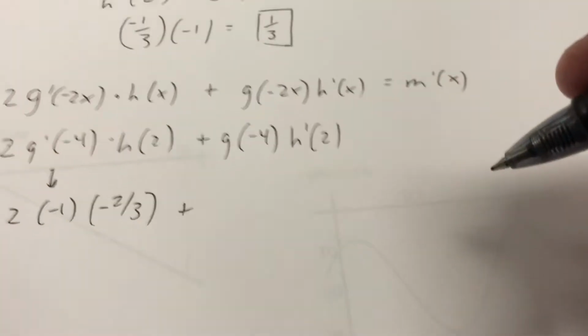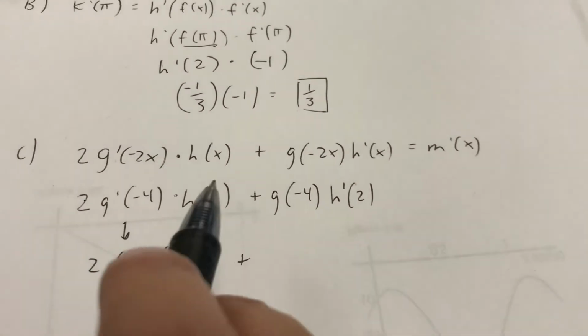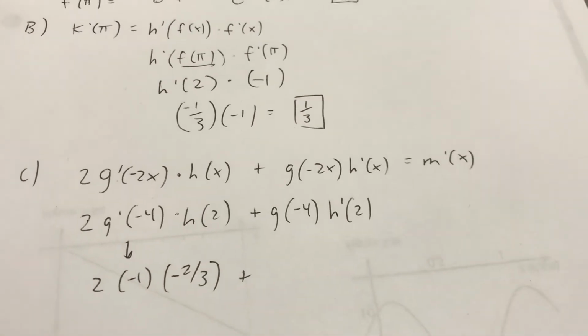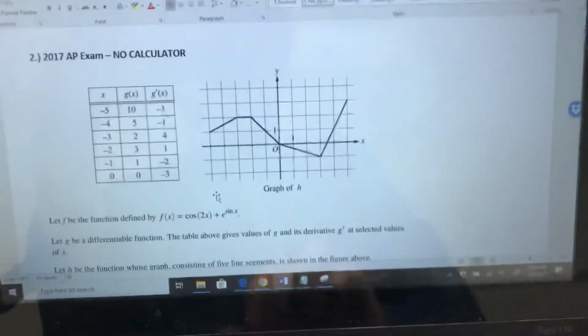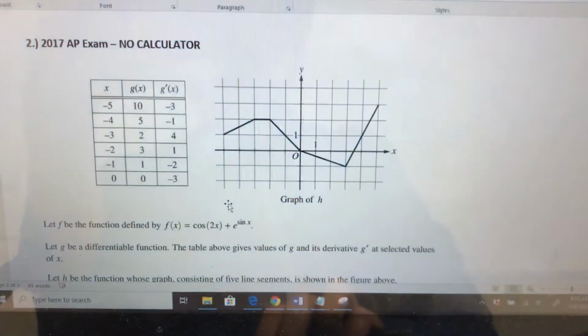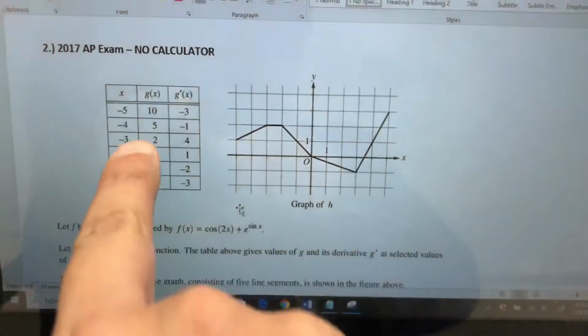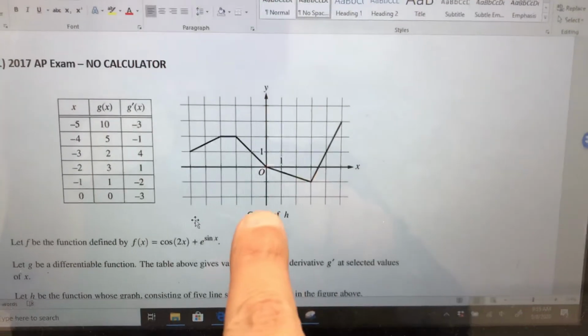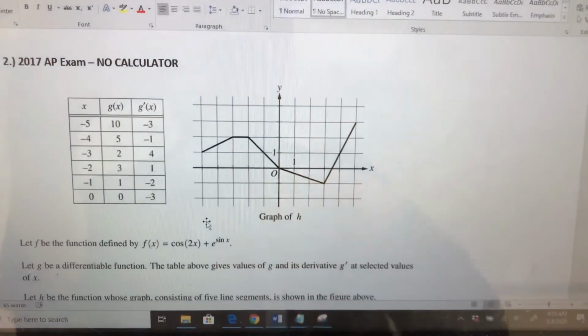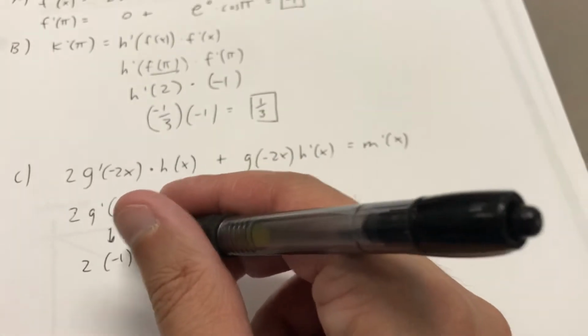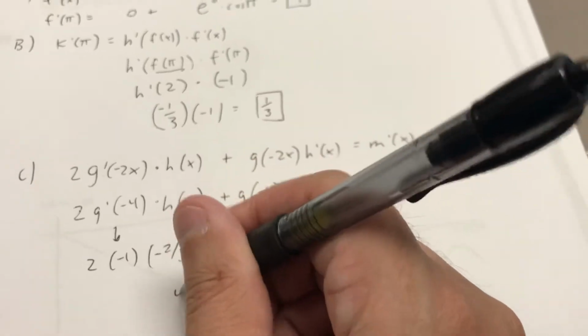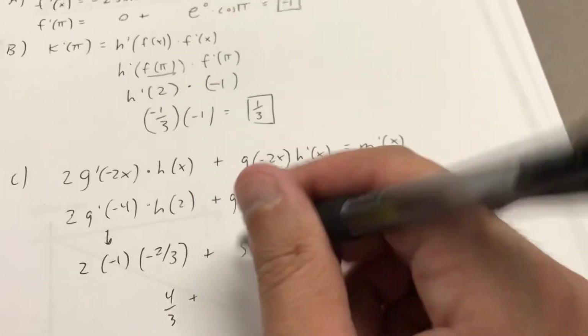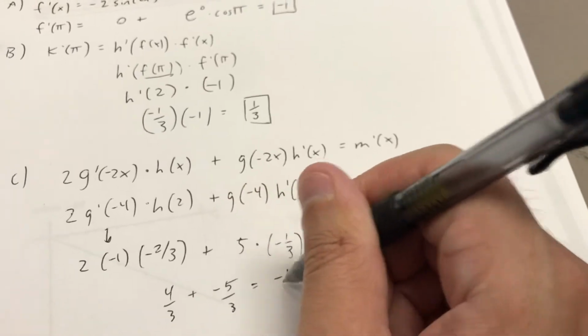So here's what we've got currently. We've got 2 times g prime of negative 4 times h of 2 plus g of negative 4, h prime of 2. Let's go back up here. G of negative 4 looks like it's going to be 5 if you look at the table there. And times h prime of 2, that's the slope of h at 2. Slope of h at 2 is still negative 1/3. Okay, so let's put all this together. That's going to be 2 times 2/3 in the end. We'll get 4/3 plus, it looks like, negative 5/3. Oh, that's nice. And looks like it's going to be negative 1/3.